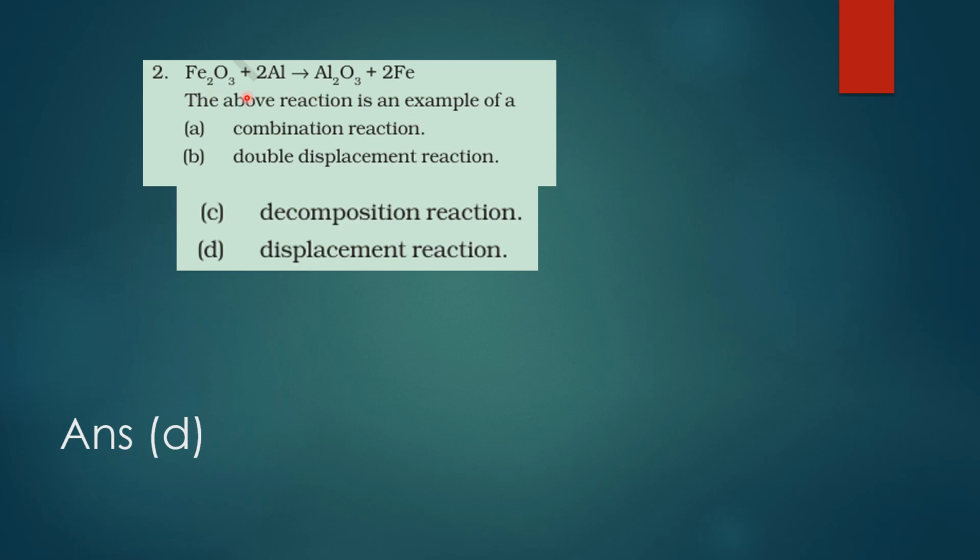So let's see, this is Fe2O3 and aluminium is added to it. We get Al2O3 and Fe. So we can clearly see this Al, it is displacing iron from this compound and it is forming Al2O3. So this is clearly an example of displacement reaction. So D option is correct.